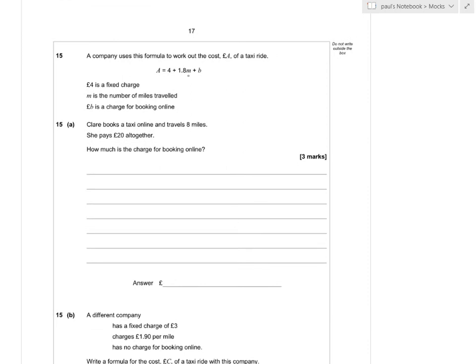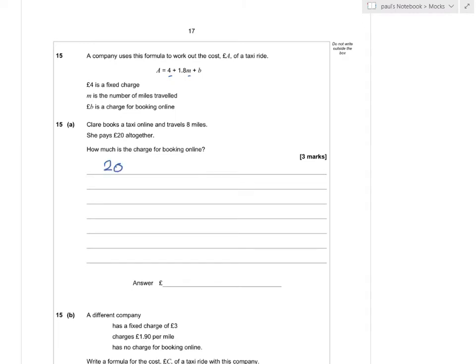A company uses this formula to work out the cost of a taxi ride. Right, £4 is a fixed charge. M is the number of miles, and B is the booking charge. Claire books a taxi online and travels 8 miles. She pays £20 altogether. How much is the booking fee?